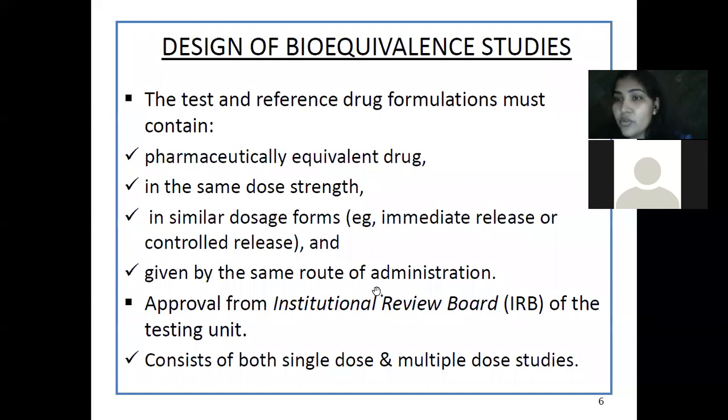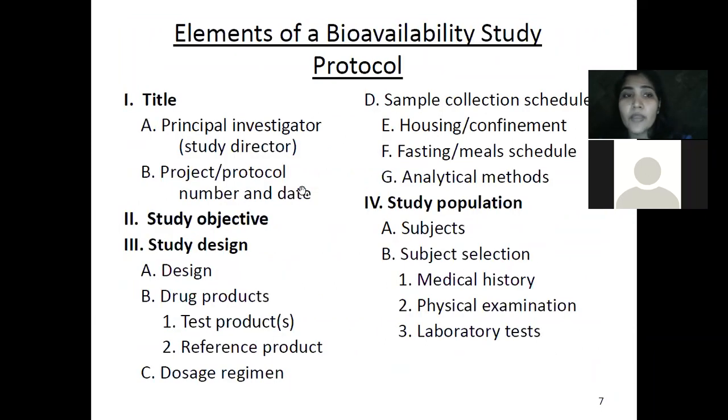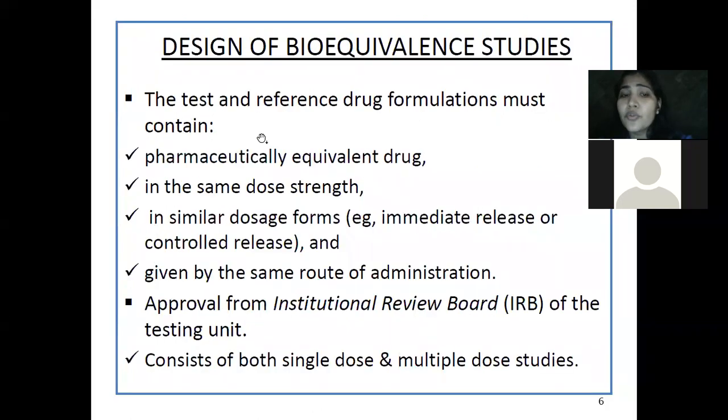Given by the same route of administration, so you cannot take one given orally and another given parenterally. You cannot do that. Then you have to have approval from IRB of the testing unit. Then it consists of both single dose and multiple dose studies. Okay. So these are the things that your test and reference drug should satisfy in order for you to go ahead and conduct the bioequivalent trial on your drug with the help of a reference drug. Okay. So these are the things that you have to have in place in order to start the bioequivalence trial. Okay. So BE trial is called as BABE trial.